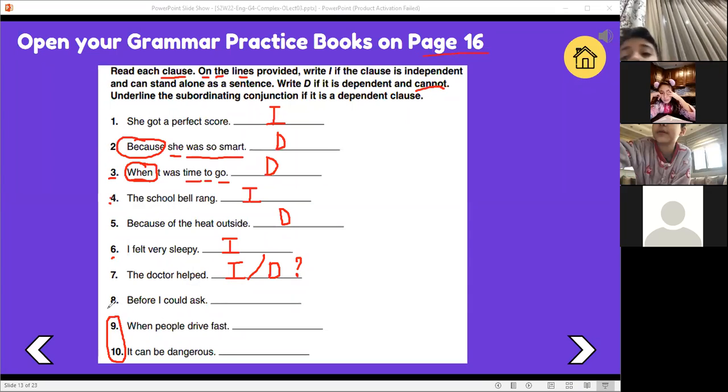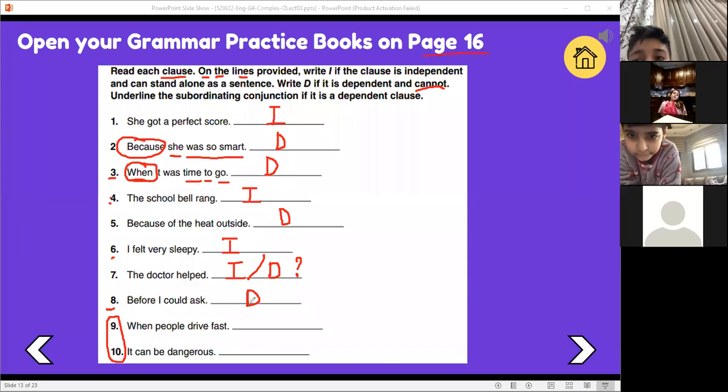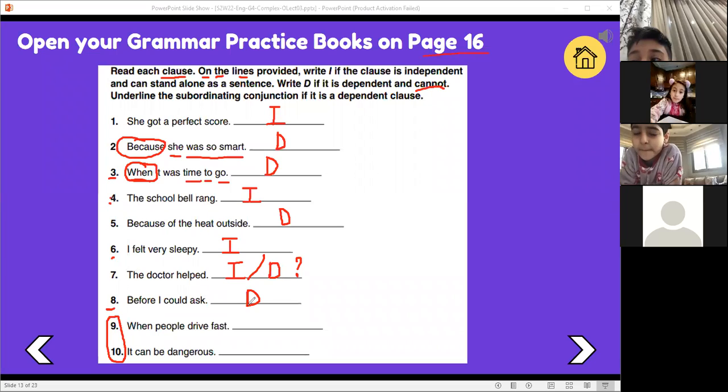Miss, can I do number 8? Yalla Talia, do number 8. Before I could ask if it's dependent. Yeah, for sure this one is dependent. Thank you, Talia. Yalla Hassan, number 9.